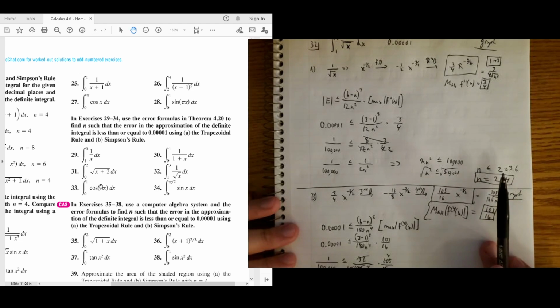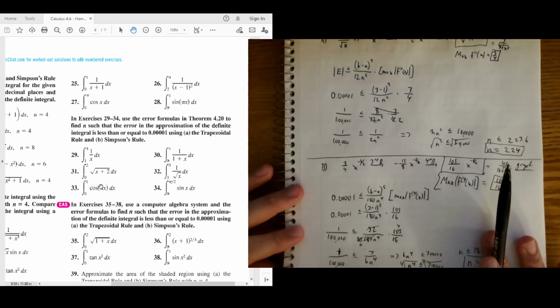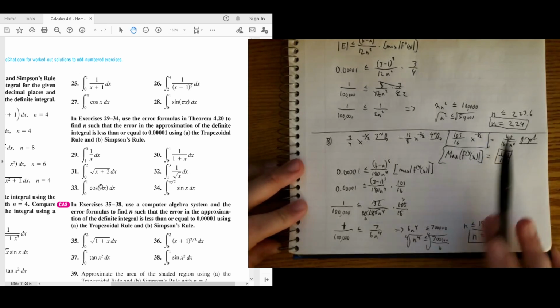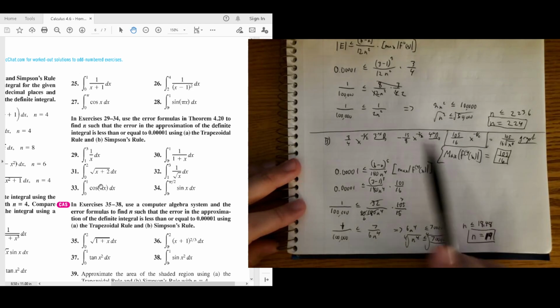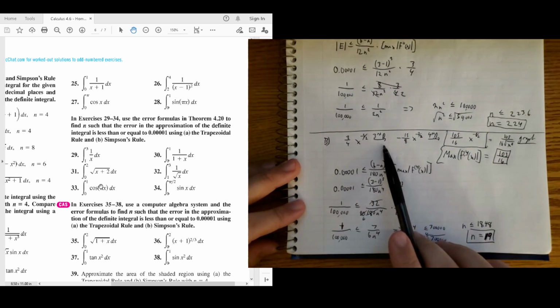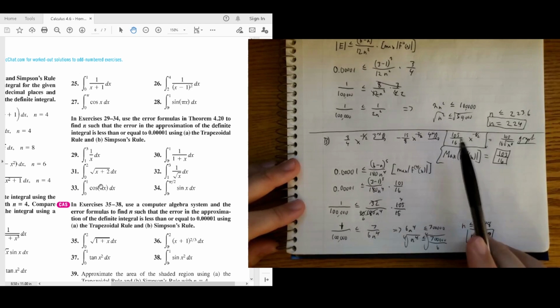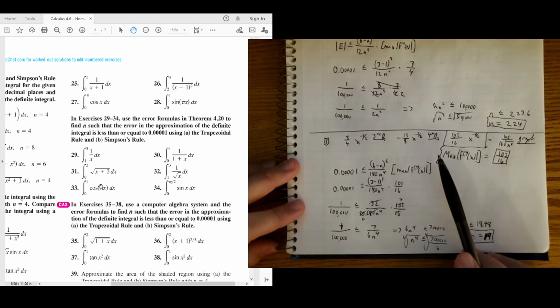So if it's just a decimal, like 223.6, we have to go to 224, because it's the n that will give us this error. It has to be bigger than that, because if it's smaller than that, it won't give us that error. And the same thing for Simpson's rule, but in this case you need a fourth derivative. So don't double up on the work. Use the work from part A to help you solve part B and be able to find that solution a little bit faster and easier.